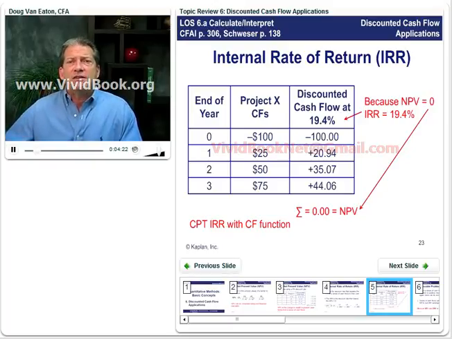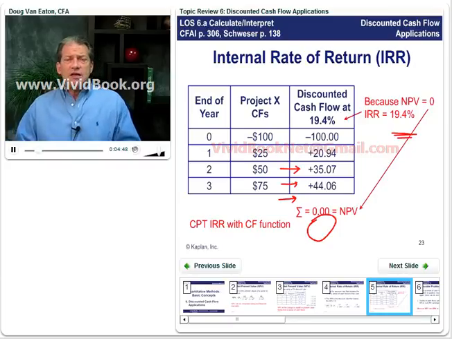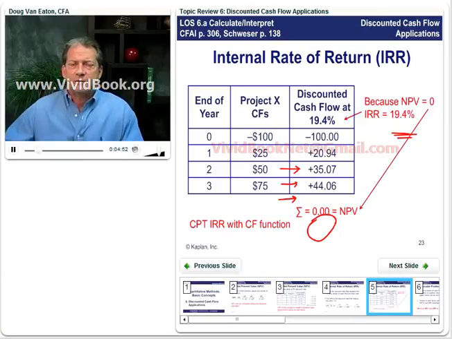And in fact, it is. It turns out if we calculate it, our internal rate of return is 19.4%. And this column here is just to verify that. So we take the present value of $25 discounted at 19.4%, the present value of the 50, the present value of the 75, we add them all up and we get zero, and that just verifies that this internal rate of return is 19.4%.